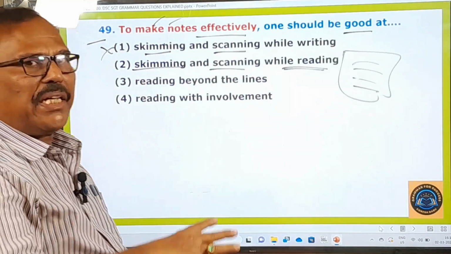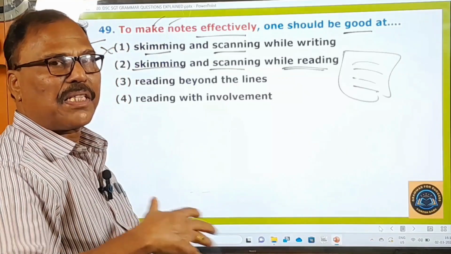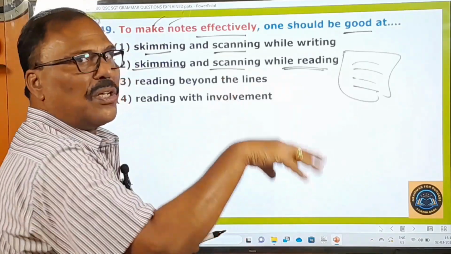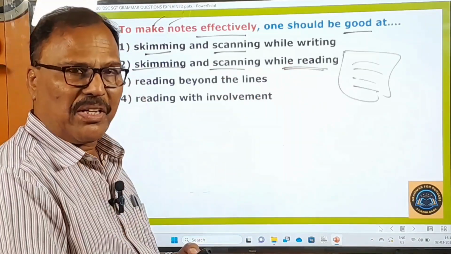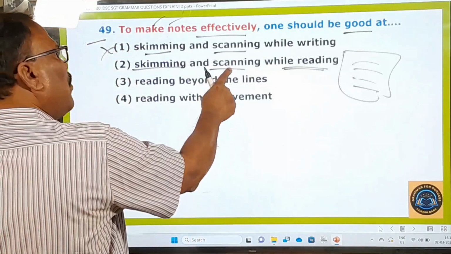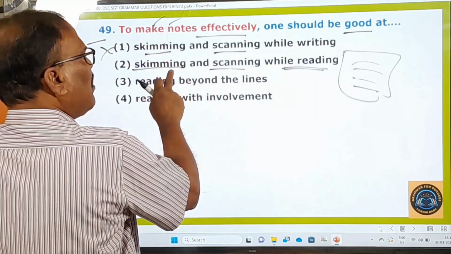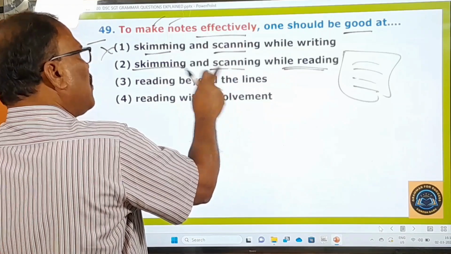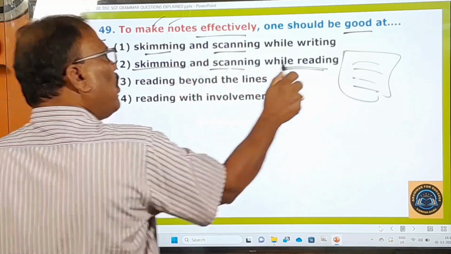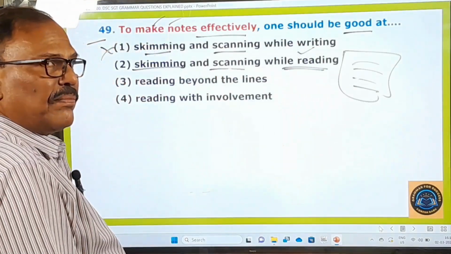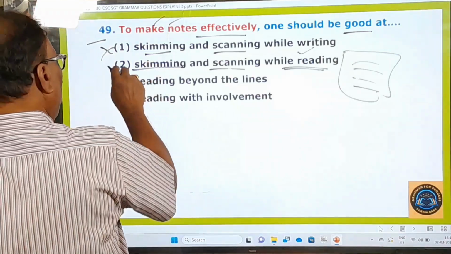Skimming means reading very fast. Scanning means you search for particular details. So that's called scanning, you know very well. Skimming: reading very fast. Scanning: searching for details. These two things are possible only in reading, not in writing. So that's why the second one is the right one.